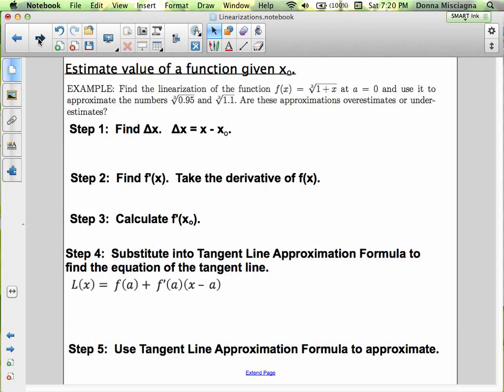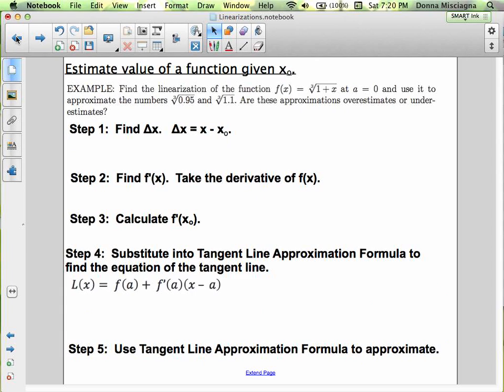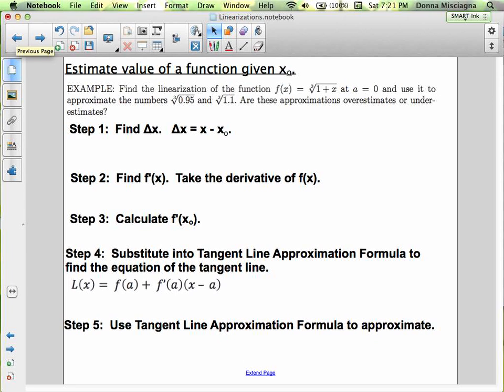And we're going to do one more on this video. Estimate the value of a function given x naught. So we want to find the linearization of the function f of x equals the cube root of 1 plus x at a equals 0, and use it to approximate the numbers, the cube root of 0.95 and the cube root of 1.1. And that's all we're going to do for right now. In terms of answering the question, are they overestimates or underestimates, we'll come back to that part, because we'll have some ways to calculate that part out.